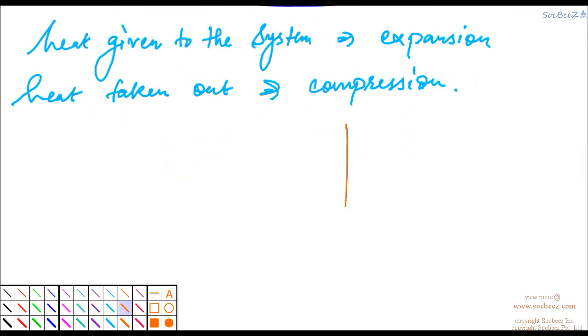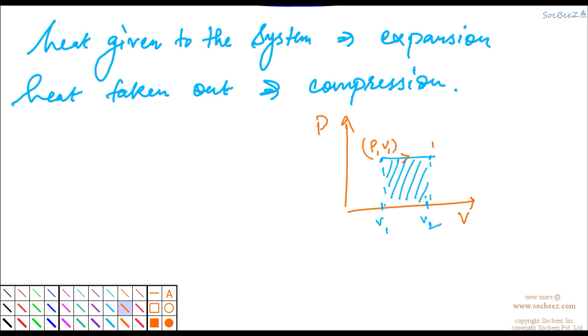Okay. So the PV curve for the first one would be, we are giving in the heat, right? And the volume is increasing. And the pressure is constant. So if the pressure is constant, this graph would be obviously parallel to the x-axis. And as the gas is expanding, so the volume is going on the right hand side. So let's suppose this was the first condition and this is the final condition. And the work done would be given by the area under this line. So this is an isobaric expansion process from P, V1 to P, V2.